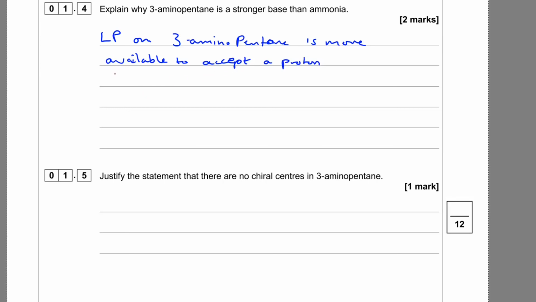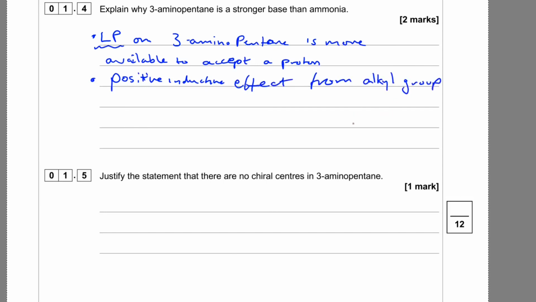Okay, so why is this? So that's probably one mark, so we've got to be talking about the lone pair. The second mark is, why is it more available to accept a proton? Well, this is because we've got the positive inductive effect from the alkyl group on there. Okay, so these are the two kind of factors that we're talking about here.